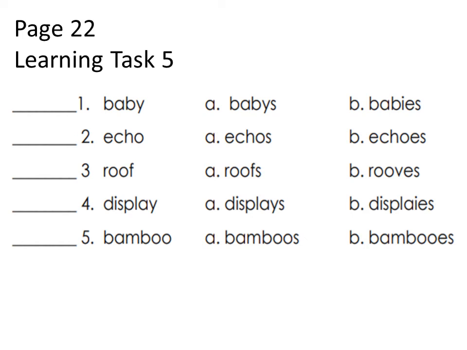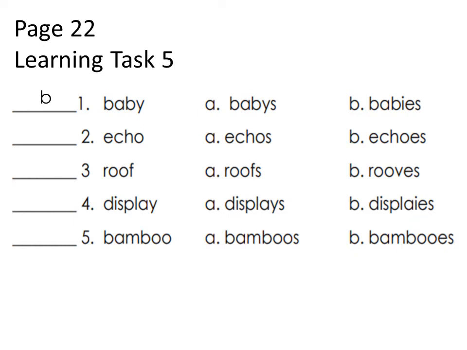Now let's have page 22, learning task 5, to check your knowledge about Y's and O's. Just write numbers 1, 2, 3, 4, 5. No need to copy it all, just write the letter of the correct answer. Let's start. Number 1, baby. Is it letter A, babies, or B, babies?